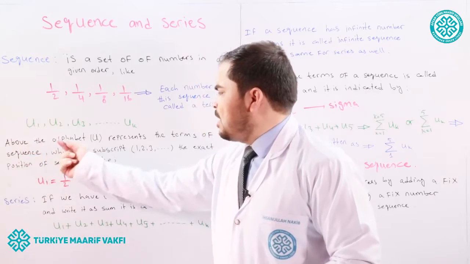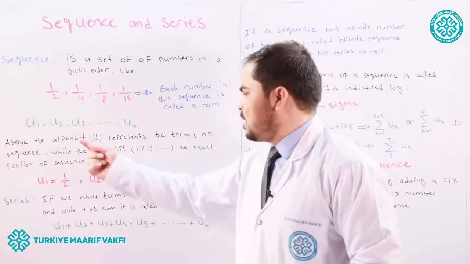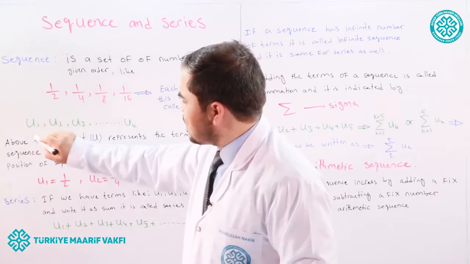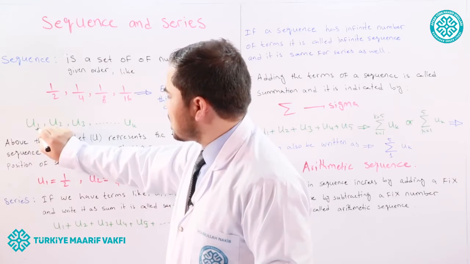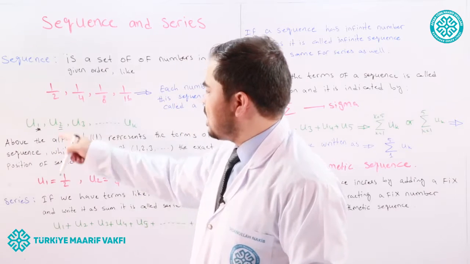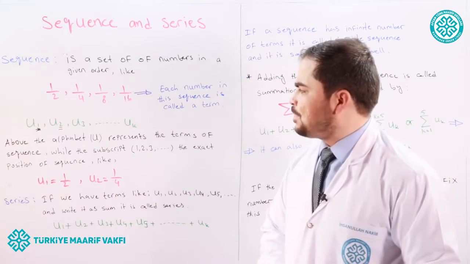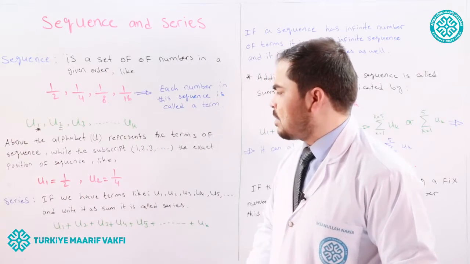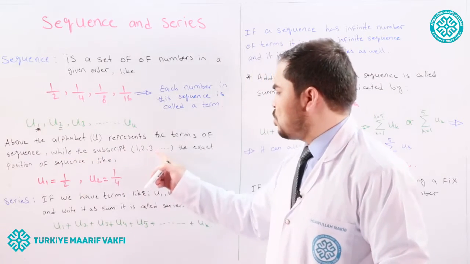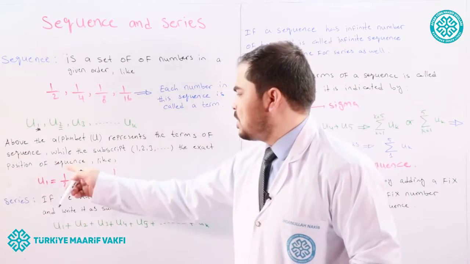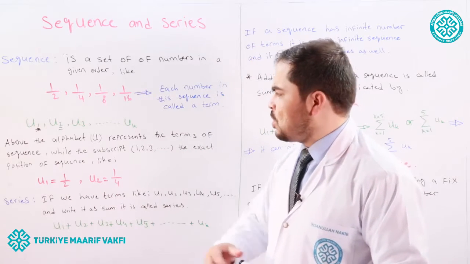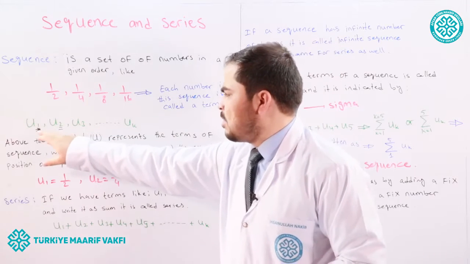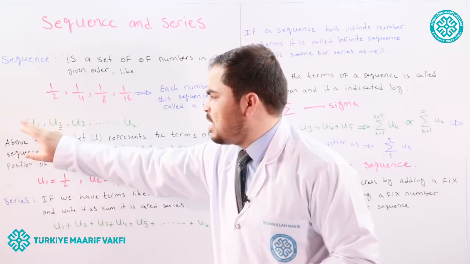Here the alphabet U represents the terms of the sequence, while the subscript, this small number written at the down right side of U, is called a subscript. The subscripts 1, 2, 3 show the exact position of the term in the sequence. For example, U1 means the first term.